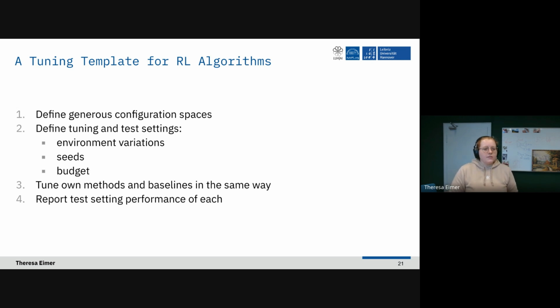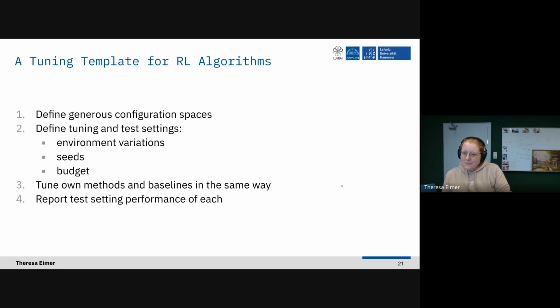And then we do need to define tuning and testing settings and keep them separate. We need to make sure we set different seeds, we set different environment variations, and we set a budget that we keep the same for methods and baselines, because we are able to introduce massive amounts of performance bias here. And then we should compare the test setting, because in the end, that's what we care about, right? We care about what our method, any method, can generally do. But it's kind of not very satisfying, right?